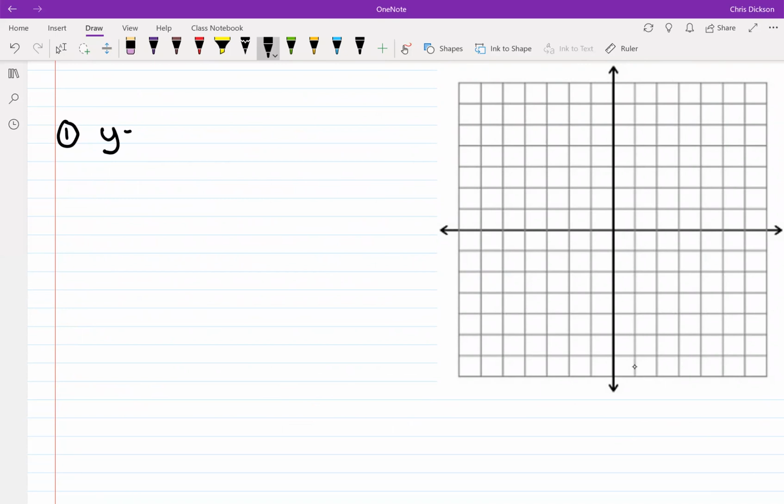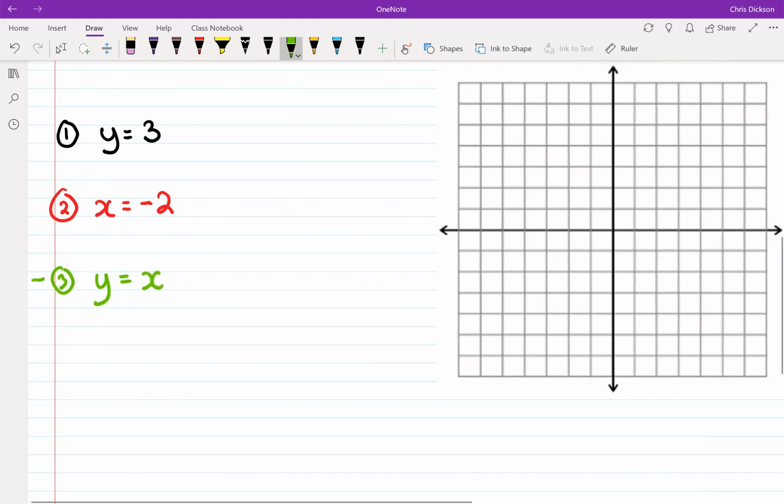Y equals 3. Then I'll go second equation, make it red. X equals -2. And the last one, number 3, is y equals x. This actually is a pretty important function here, especially in grade 12 math when we study inverses of functions, and some other types of graphing problems.